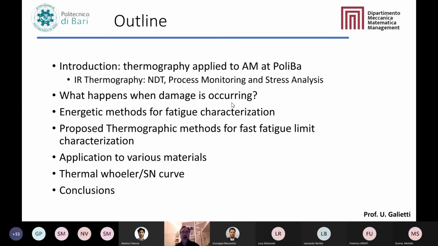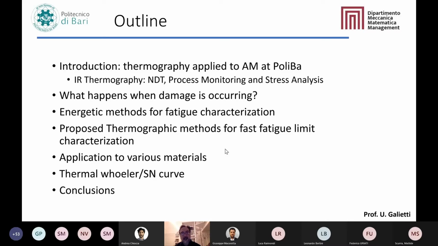So I will start with a short introduction about what we actually do in terms of thermal methods, above all applied for additive manufacturing components in my lab. Then we will start to think about what happens when damage is occurring in the material. In order to introduce the energetic methods for the fatigue characterization, I just jump at the word fast, because the whole issue here is to have a fast response in terms of fatigue characterization of material.